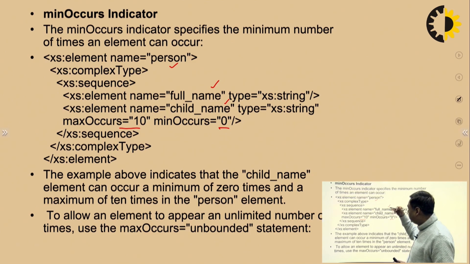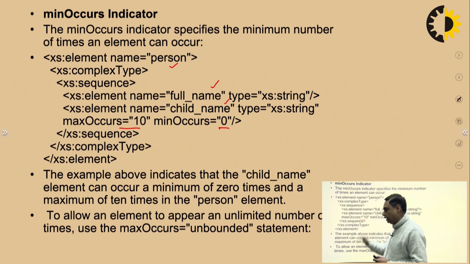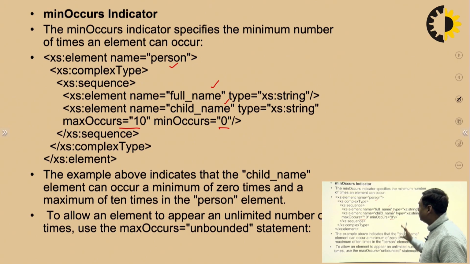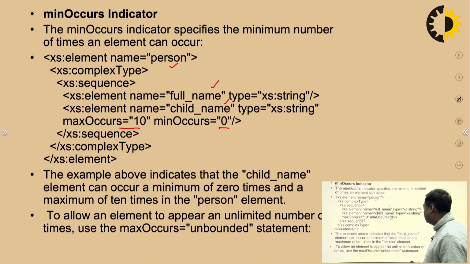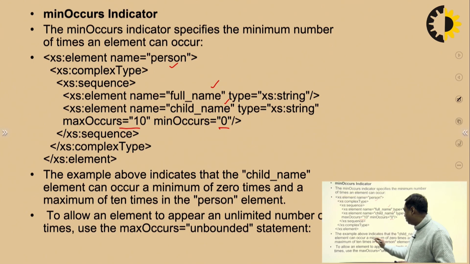So, when we define the XML file for this person, we have the person element, and within the person we can have a full name one time, and child name may occur or may not occur. If it occurs, it will go a maximum of 10 times. So, this is the XML schema to define min occurs equal to 0 and max occurs equal to 10. The explanation is mentioned. The example above indicates that the child name element can occur a minimum of 0 times and a maximum of 10 times in the person element.